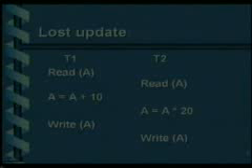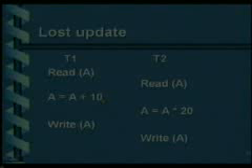A is modified as A plus 10, and in this particular case it is modified as multiplied by 20. So this was the value of A, let's say 10, T1 made it 20 and wrote A as 20. T2 read the value of A once again as 10, made it 200, and wrote it as 200. The updated 20 value is overwritten, it's lost.